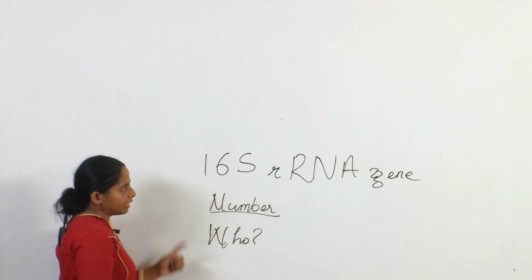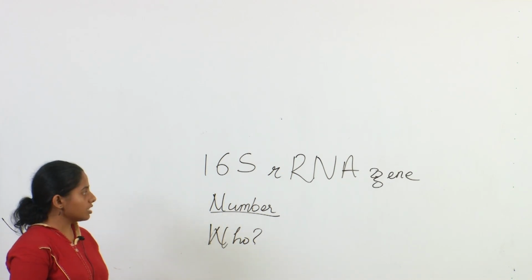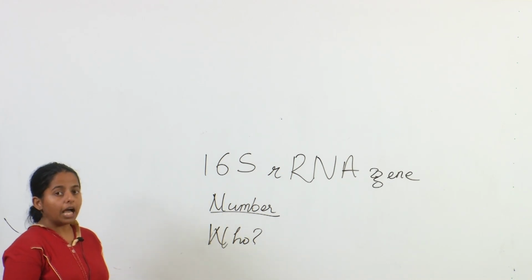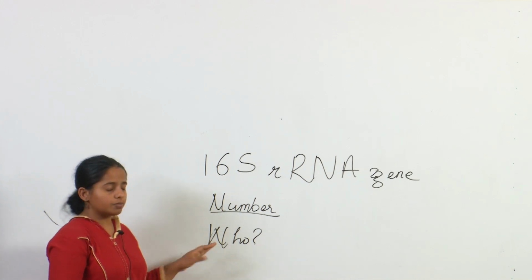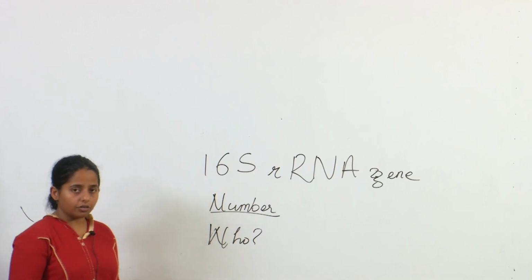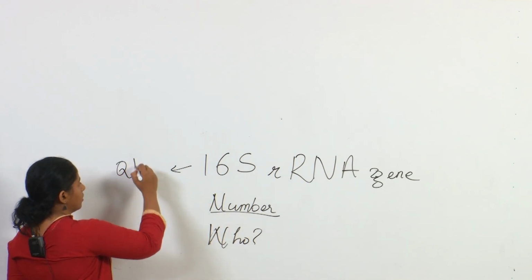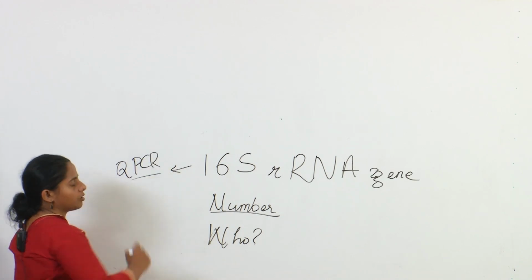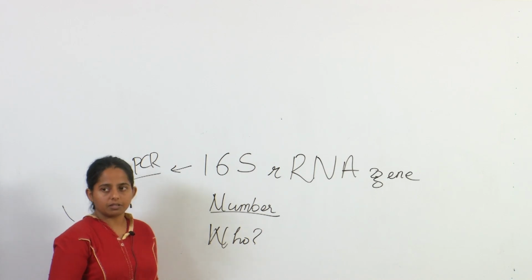If I can get like a 1000 base pair or 2000 base pair sequence of the 16S rRNA gene from my sample, I can align it with the well curated databases and find out who is present. And if I do a qPCR on it, quantitative polymerase chain reaction, which I have talked about in previous lectures, I can also get an idea of the number of bacteria present.